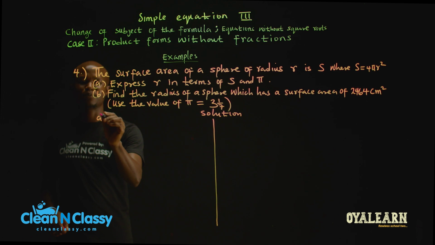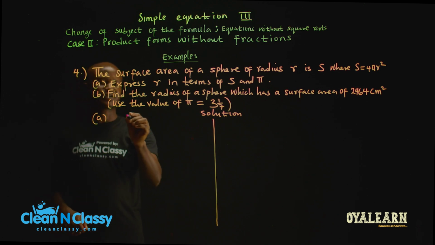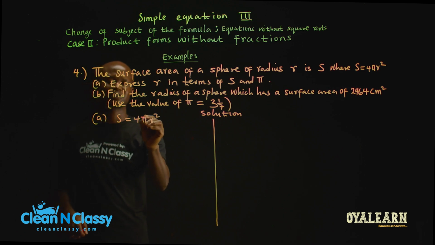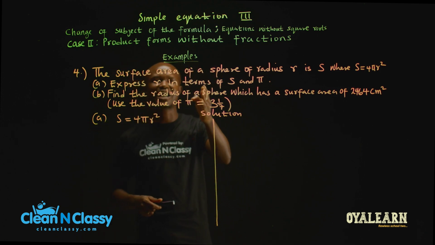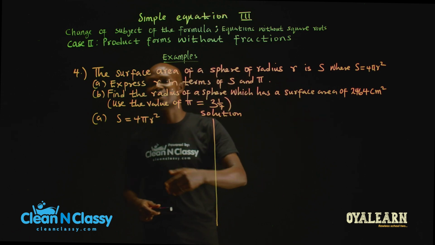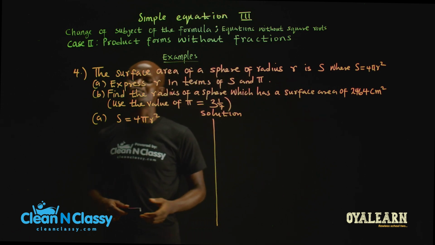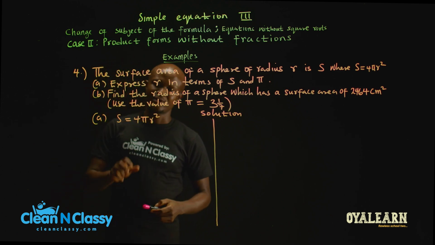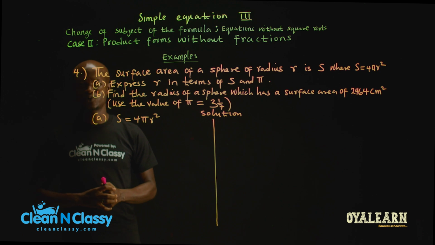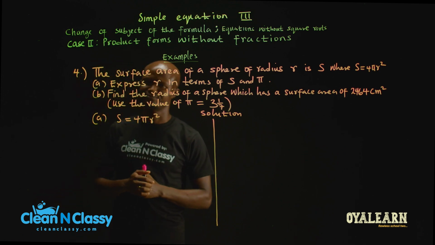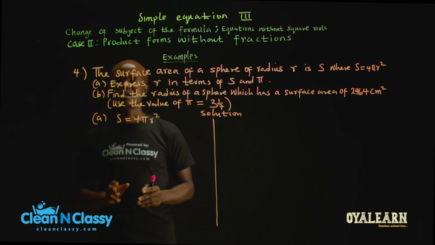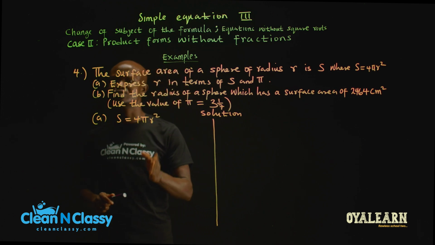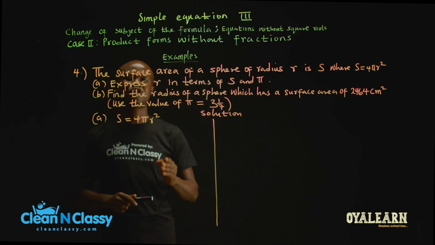Now for the first part of the problem, we have S equals 4 pi r squared. I want to make r the subject because we are asked to express r in terms of S and pi. It means that we should make r the subject of the formula. We have r squared, so the first thing to do is to remove the coefficient of r squared. How can we remove this? By dividing both sides by the coefficient, which is 4 pi.